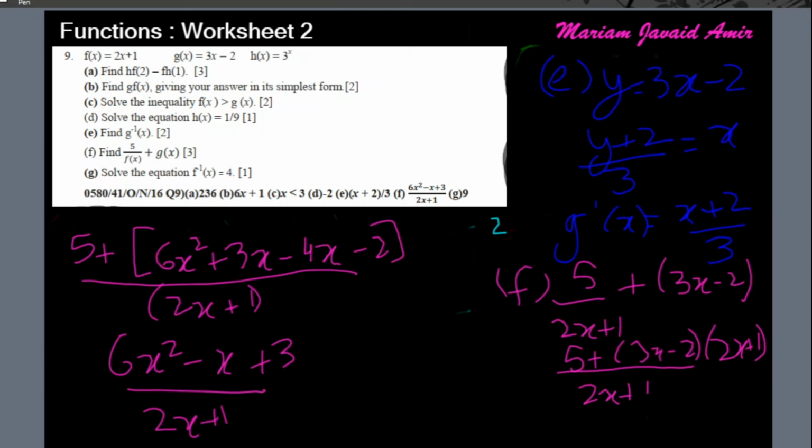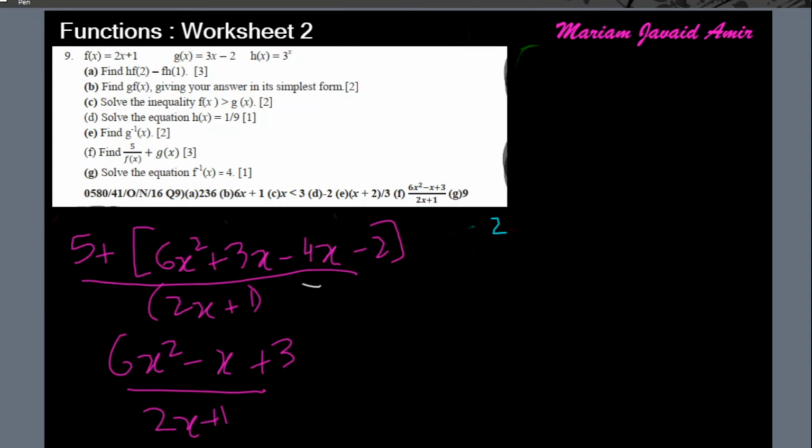Part G, solve f inverse x equals 4. Notice it's for 1 mark only. So for part G, we have to find f inverse of x. We have to solve this. Solving means find the value of x. Now notice we haven't found f inverse of x anywhere in this question, so we won't be writing the answer for this. And there's no need to find f inverse of x first and then trying to solve it, because it's just for 1 mark.